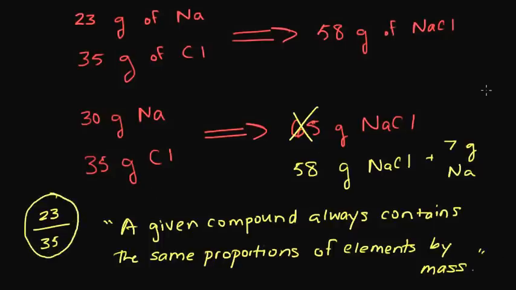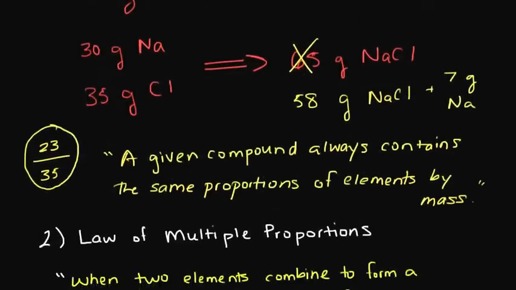23/35. So another way of saying this is that all sodium chloride is created equal. In any sample, we're always going to have 23 parts sodium to 35 parts chlorine by mass. We don't know anything about atoms yet, so we can't describe this as being a 1-to-1 ratio between atoms. We just know it as a ratio between masses.